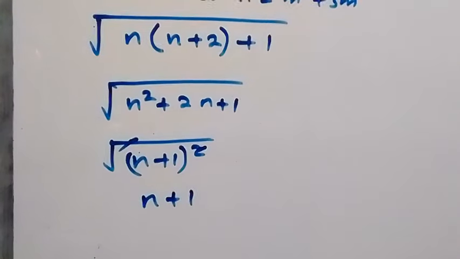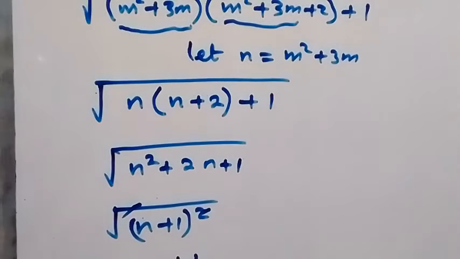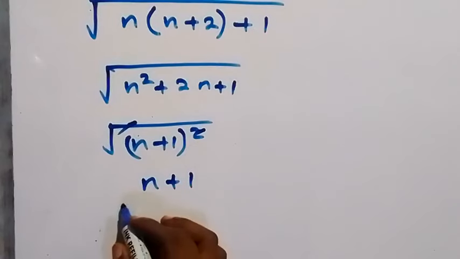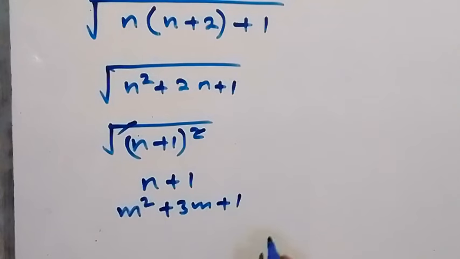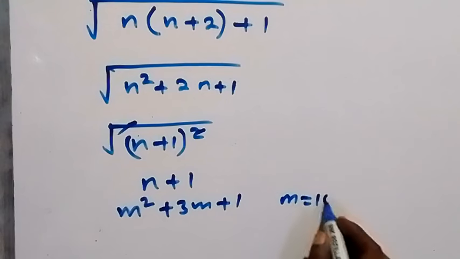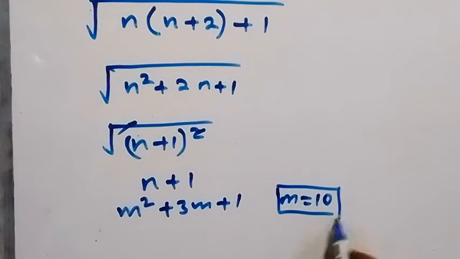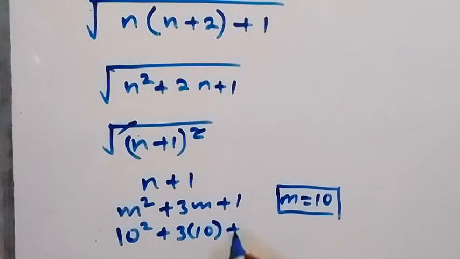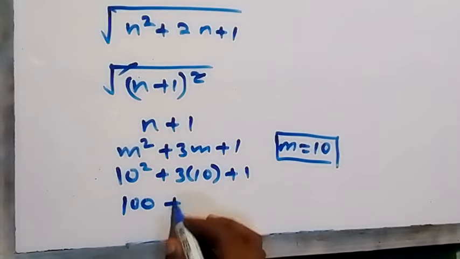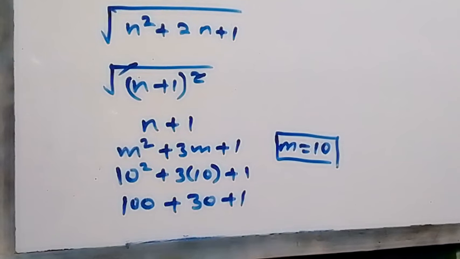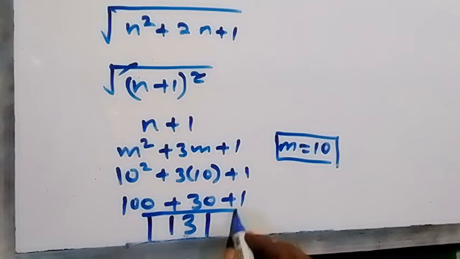And don't forget, from here we let n be m square plus 3m. So we replace that as n. So we have m square plus 3m plus 1. And also don't forget that we let m be equal to 10. Then we replace m as 10. From here we have 10 square plus 3 times 10, then plus 1. 10 square gives us 100, that's 10 times 10. So we have 100 plus 30 plus 1. And then from here, this gives us 131. So the solution to that problem without using a calculator is simply 131.